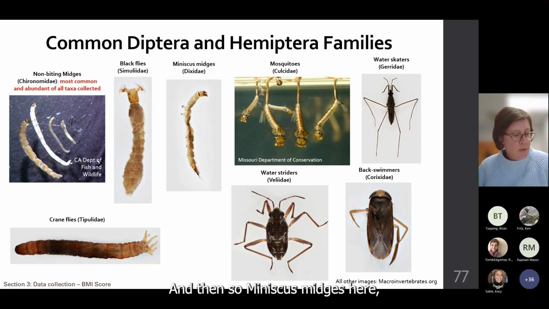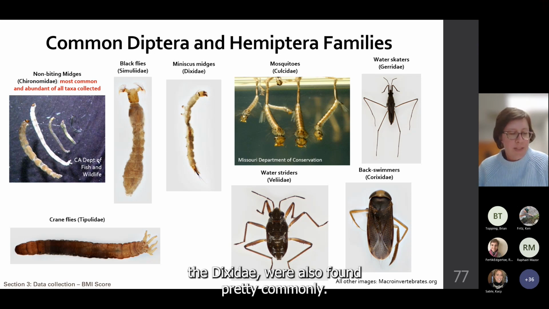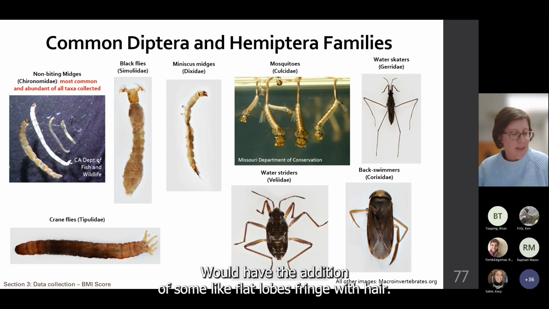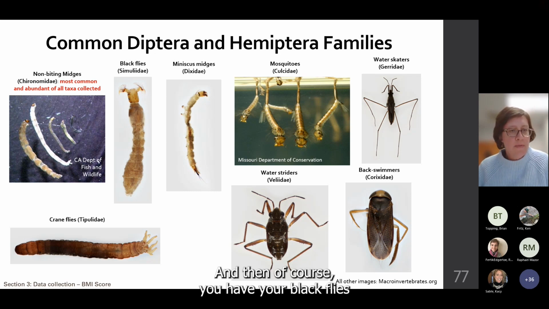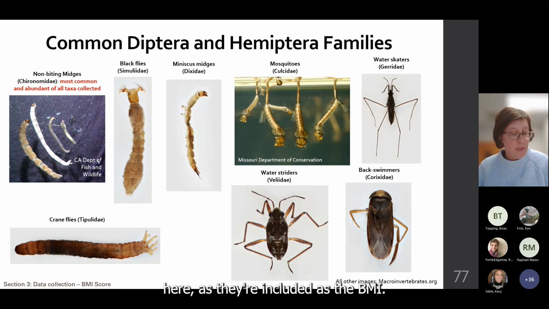And then meniscus midges here, the Dixidae, were also found pretty commonly. They also have no legs, but have the addition of some flat lobes fringed with hair. You can almost see it at the bottom here on that last abdominal segment. And then, of course, you have your black flies, and mosquitoes are included here as they're included as BMI. The Western Mountains method actually excludes mosquitoes in their similar indicator, but here we include them.